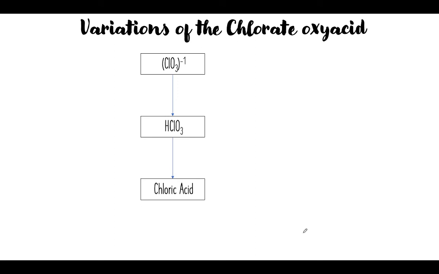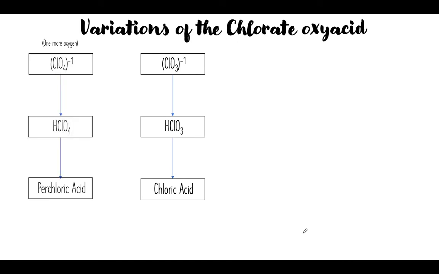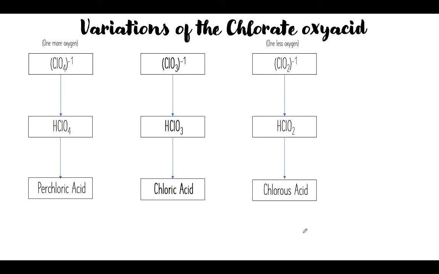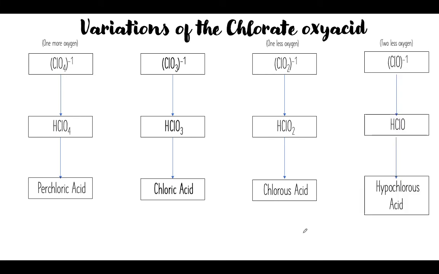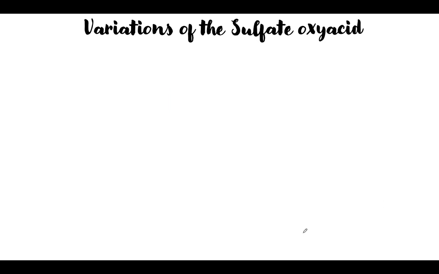If we're looking at chlorate, our standard chlorate forms chloric acid, which is HClO3. If there's one more oxygen, it forms HClO4, which is perchloric acid. If there's one less oxygen, it forms HClO2 as chlorous acid. If there's two less oxygens, it forms HClO, which is hypochlorous acid.